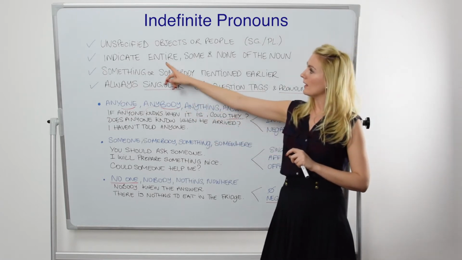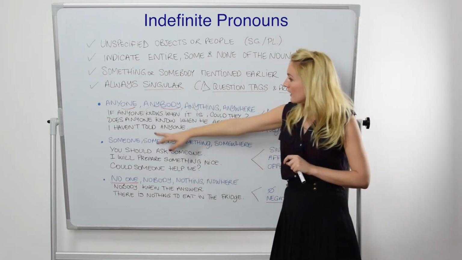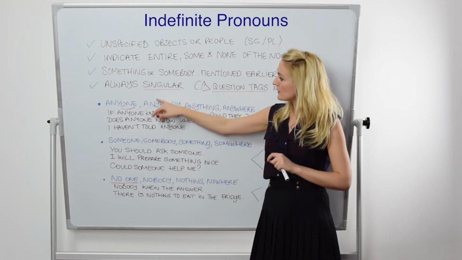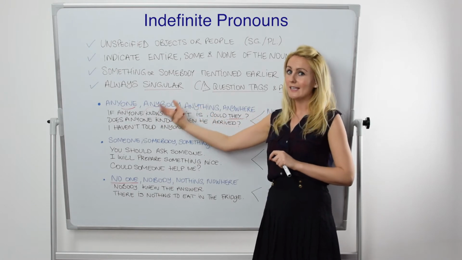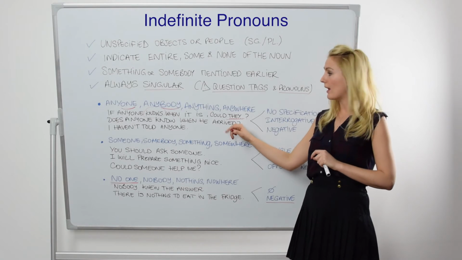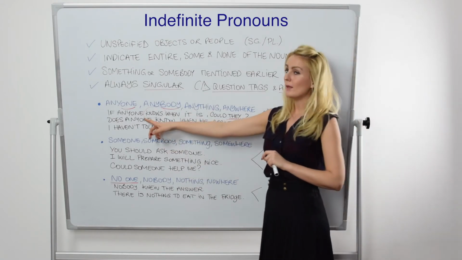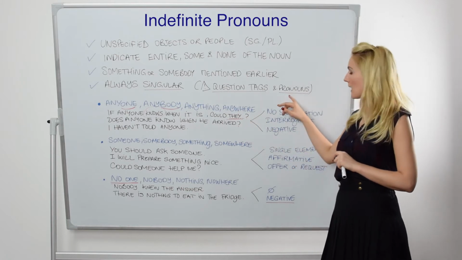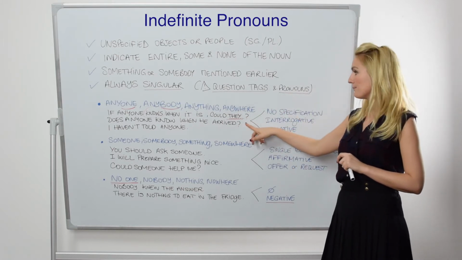So here, entire noun. I've circled the verb so that you appreciate that it's in the third person singular. And be careful here, I've underlined the personal pronoun they. Because if anyone knows, could they? Do you see what's happened here? It's become plural, the personal pronoun.